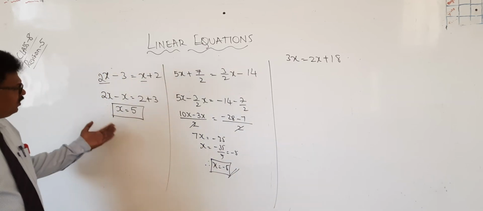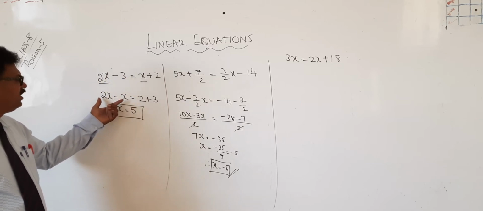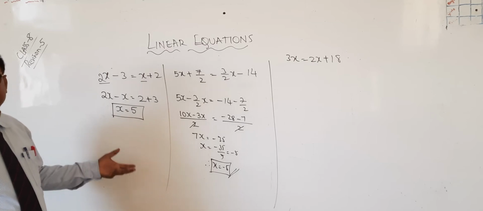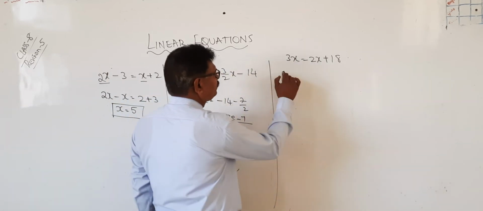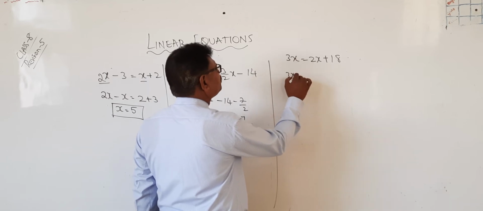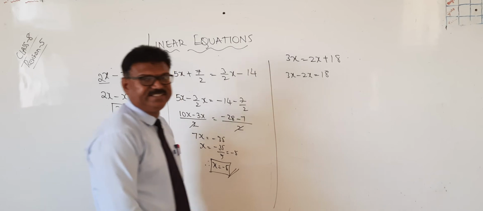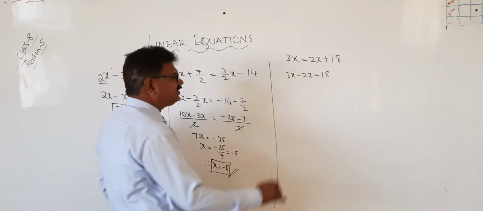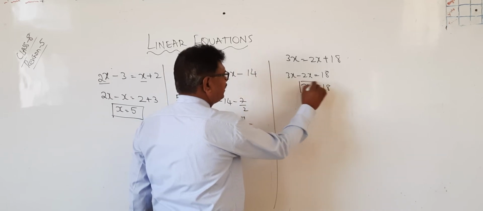Do you understand? So in this type of problems, the variable x is present on both sides. This is the only difference, right? Next, come here. 3x minus 2x is equal to 18. Now very simple, 3x minus 2x is x, is equal to 18.